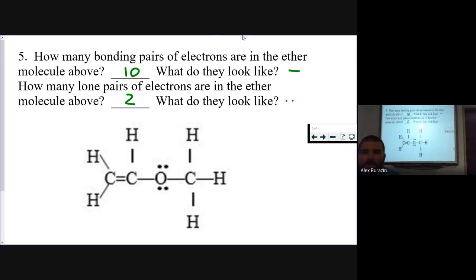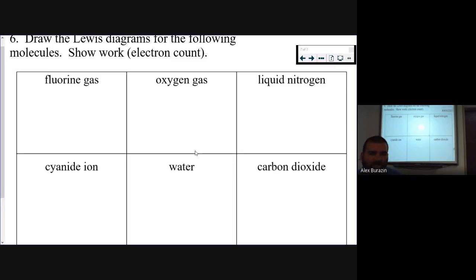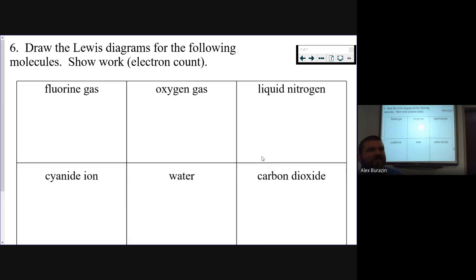Okay. All right. So I've got 6 examples at the bottom of this page, and then we'll call it a day. We're going to go through and draw some Lewis diagrams for some simple molecules. I've got fluorine gas, oxygen gas, liquid nitrogen, cyanide ion, water, and carbon dioxide. So let me get you started a little bit on a couple of these, and then we'll give you a shot and see how you're picking things up.